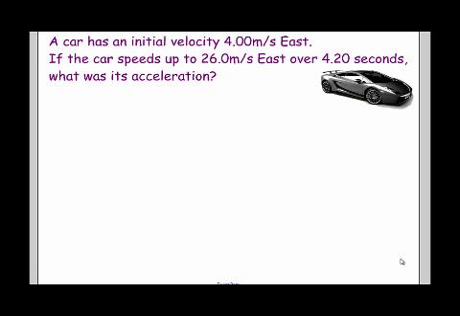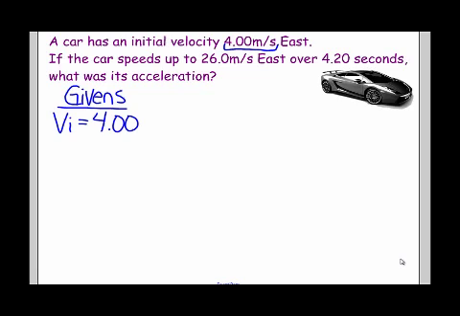So what I'm going to do when I start this question is sort my information by writing down my givens. So what is this question giving me? I'm going to start at the beginning of the question, read it through, and write everything down. So I'm starting here. A car has an initial velocity of 4.00 meters per second. So its initial velocity, I'm going to call that VI, is 4.00 meters per second.